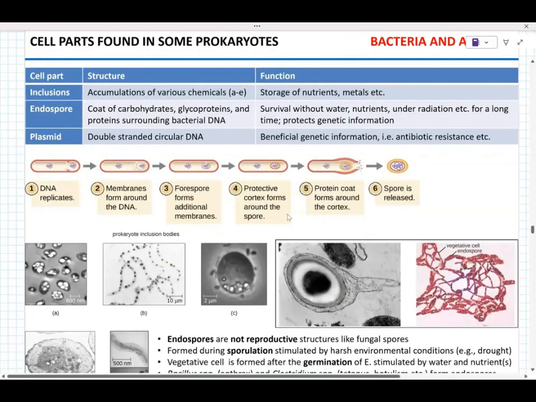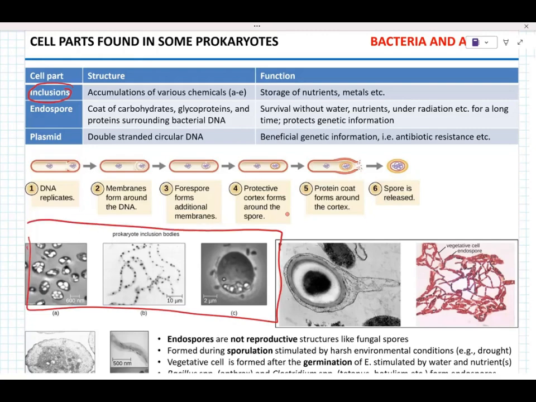Now, we are getting into the parts of the cells that are optional. Inclusions, for example, shown here, are basically accumulation of chemicals within prokaryotic cells that serve different purposes, from nutrition to orientation in space. Plasmids, which pictures I don't have here, are small circular double-stranded DNA molecules that can carry beneficial genes. For example, genes for antibiotic resistance. Plasmids are not essential for the cell survival.